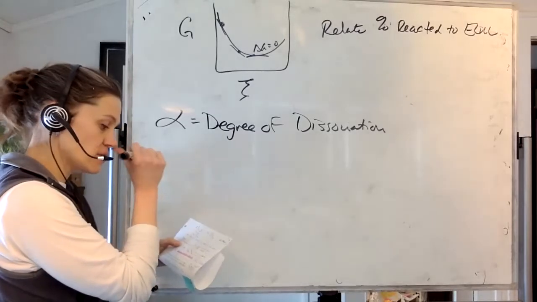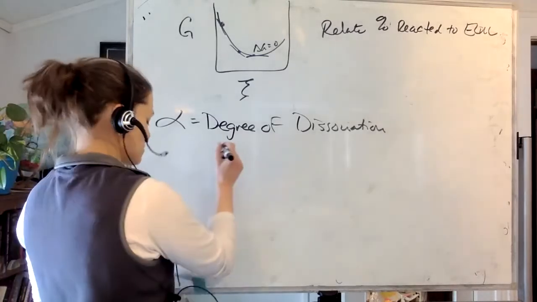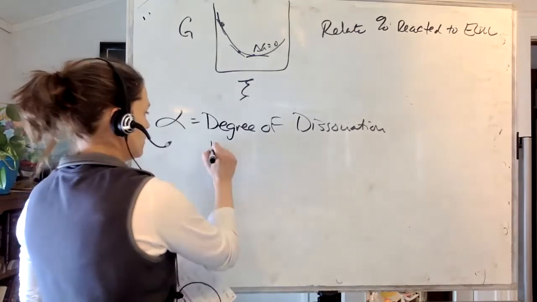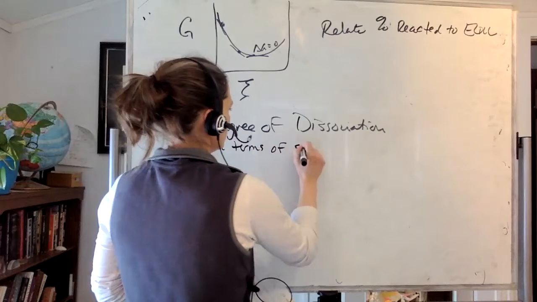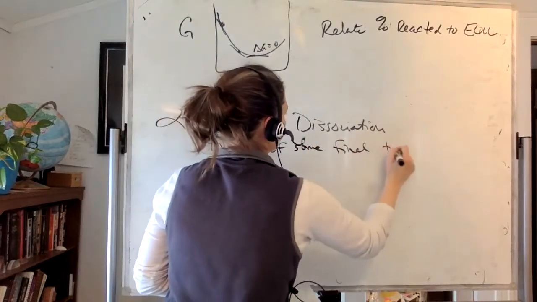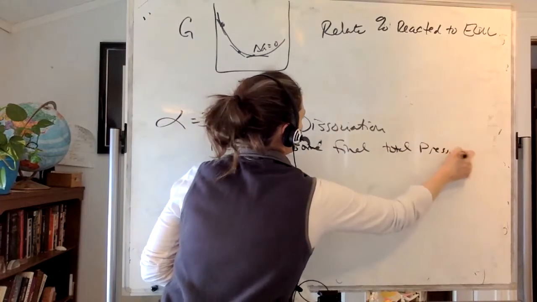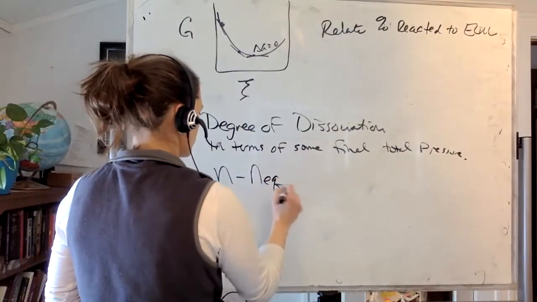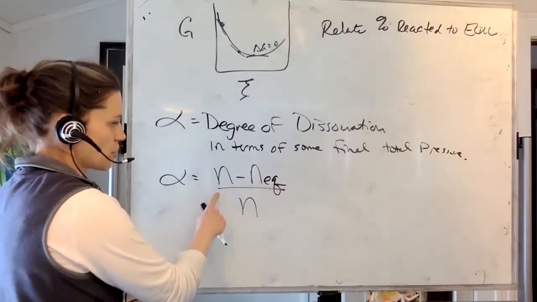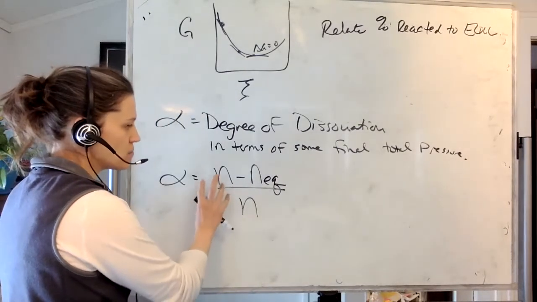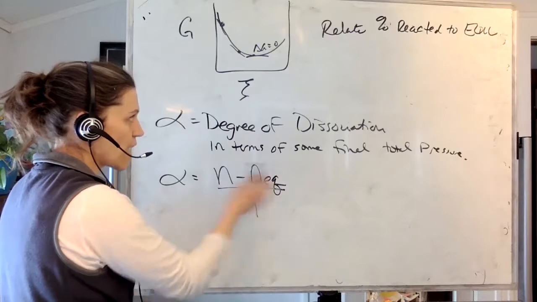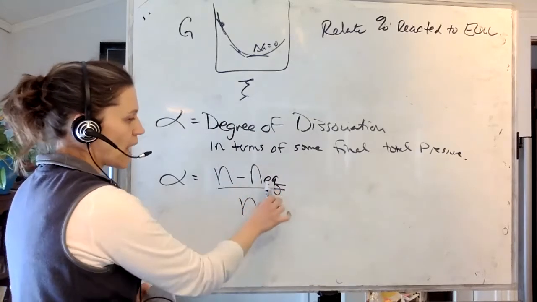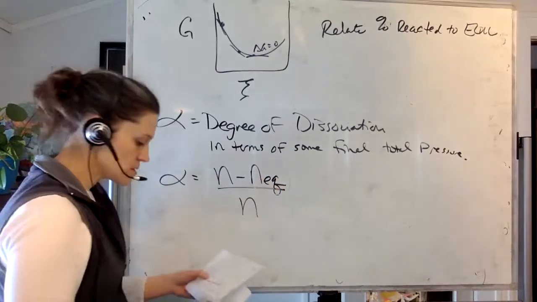So alpha is the degree of dissociation in terms of total pressure, in terms of some final pressure. Okay, so alpha is equal to n minus n equilibrium divided by n. So at any given point, there's going to be some extent of reaction that it's undergone, and you're going to be relating that to what your equilibrium condition is.